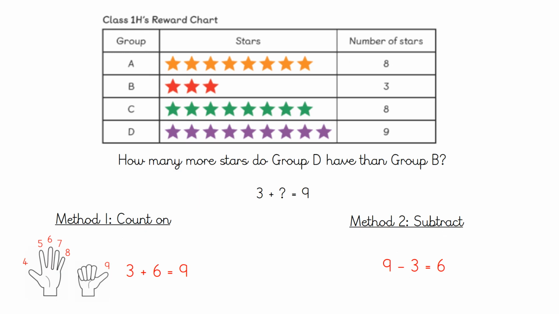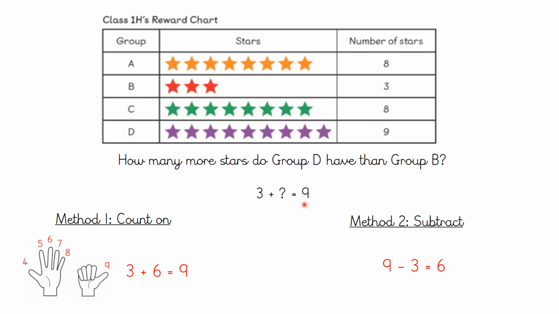We can look at things in a little bit more detail as well. Look at this question. How many more stars do Group D have than Group B? So we can see that Group D have more than Group B, but this question is asking us how many more? What is the difference? So Group B have 3. How many more would it take to get to how many Group B have, which is 9? What is the difference between 3 and 9?